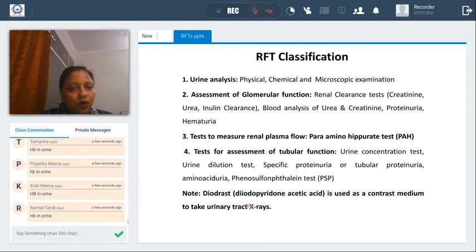Diodrast, diiodopyridone acetic acid, is used as a contrast medium to take urinary tract X-rays. It is important for your fill in the blanks. Diodrast, diiodopyridone acetic acid.